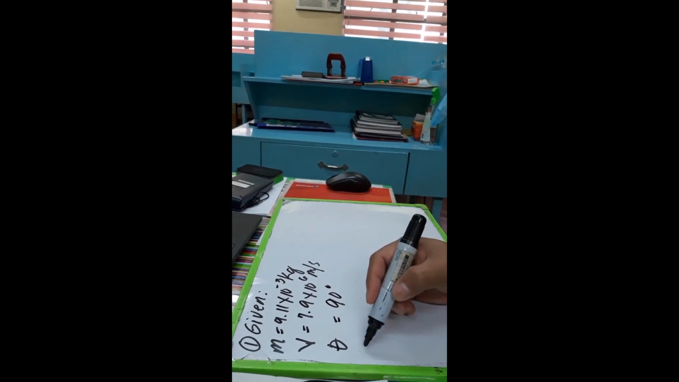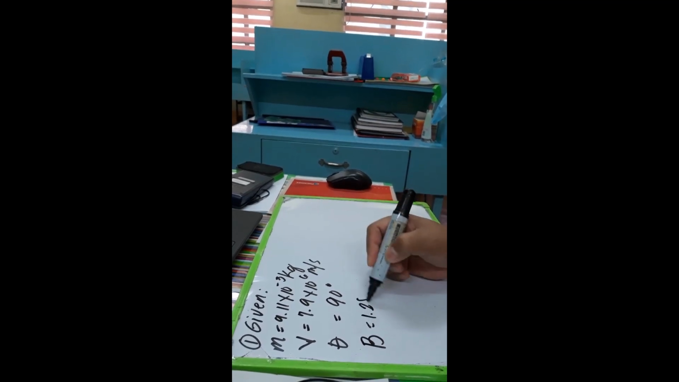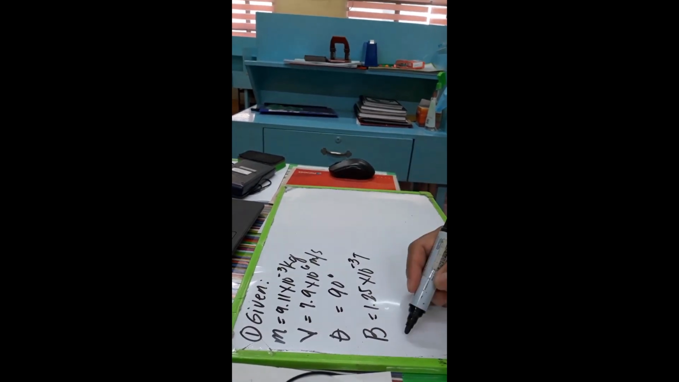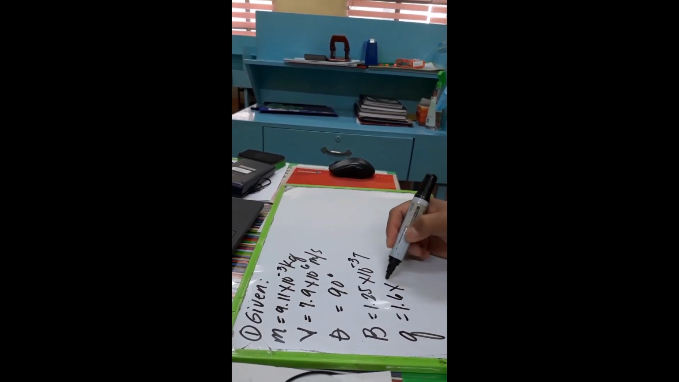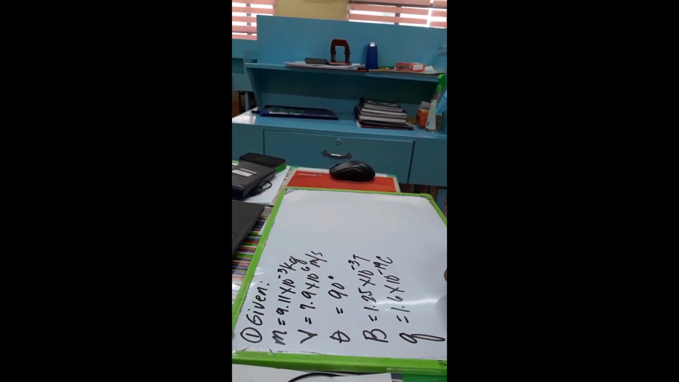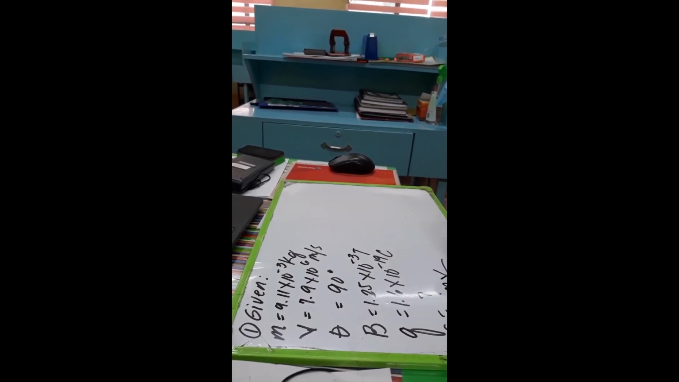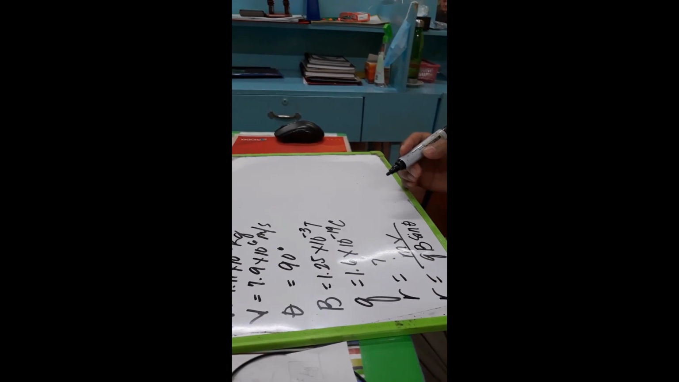We also have our magnetic field, which is 1.25 times 10 raised to negative 3 Tesla. We also have our electric charge, which is 1.6 times 10 raised to negative 19 coulomb. The unknown in the problem number 1 is radius. What is the formula in solving the radius, which is radius is equal to mv over q b sine theta. So that is our equation.